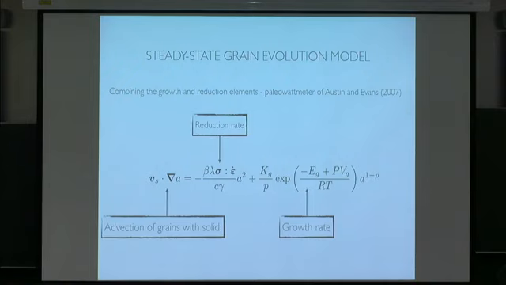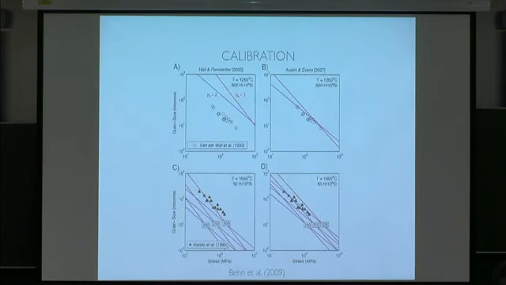And then putting it all together into a steady state evolution equation, we have an advection term, a reduction term, and a growth term. And this is just the paleowattmeter of Austin and Evans 2007. Mark used this in a paper in 2009, comparing two different paleowattmeter style ways of getting at the grain size, and compared them against two experiments.